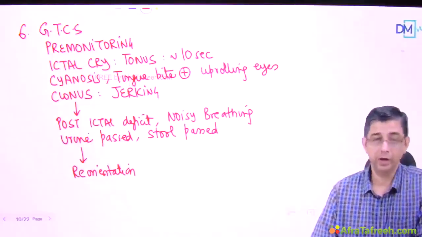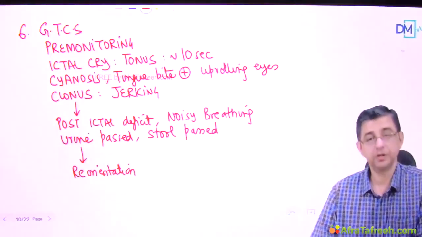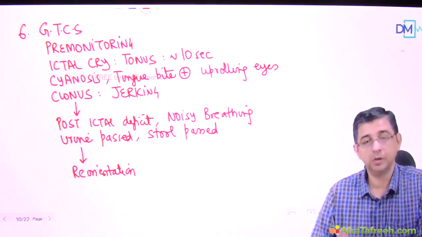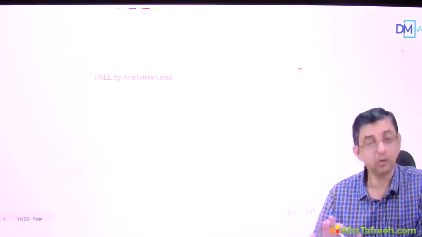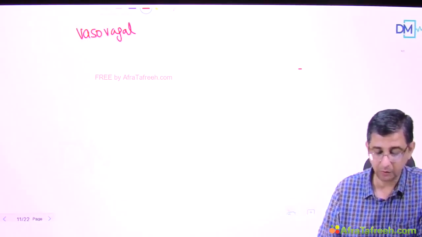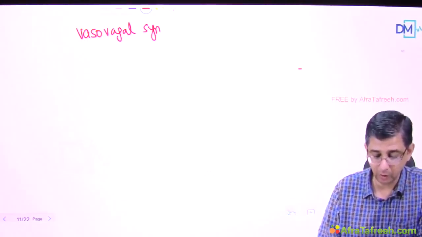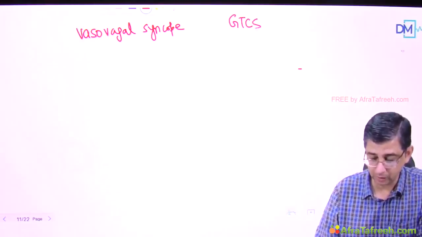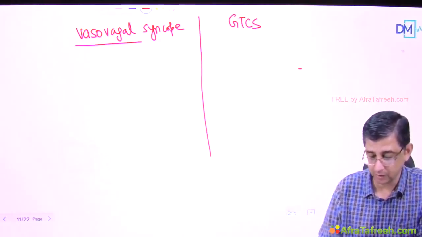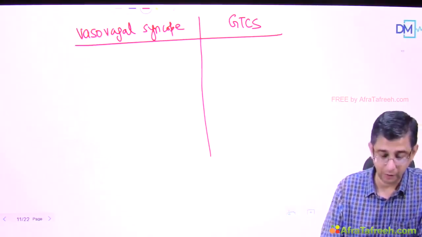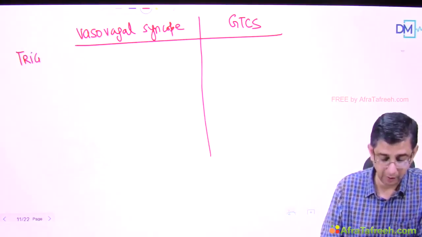The next point that I would like to explain to you is that a person after GTCS has become unconscious and there is another person who has become unconscious following a vasovagal syncope. Both patients have been brought in the casualty and the relatives are just telling you a history of sudden onset loss of consciousness in both of the patients. So how would you differentiate whether it is GTCS followed by a post-ictal deficit or vasovagal syncope is the objective of this particular slide. For vasovagal syncope, you will always have a trigger responsible.